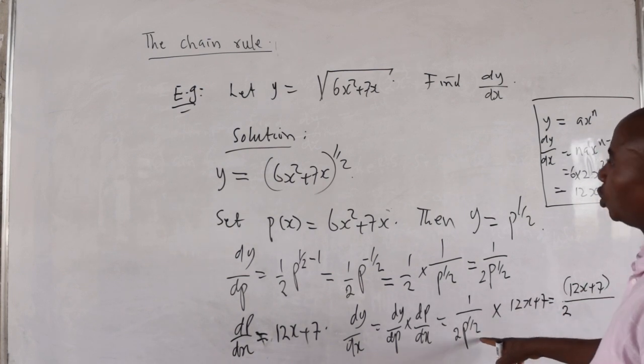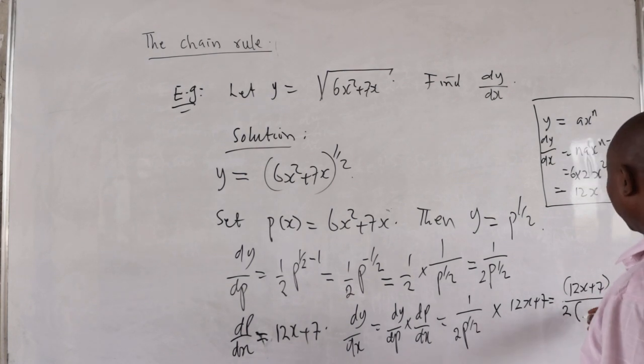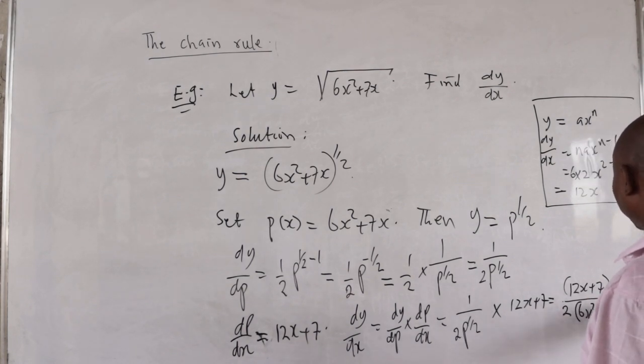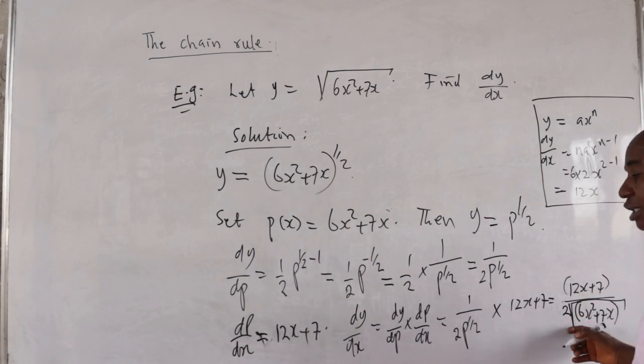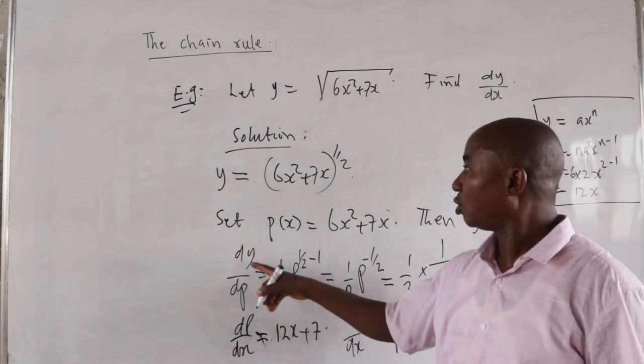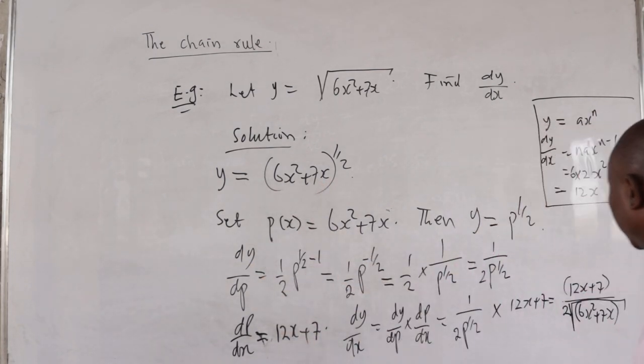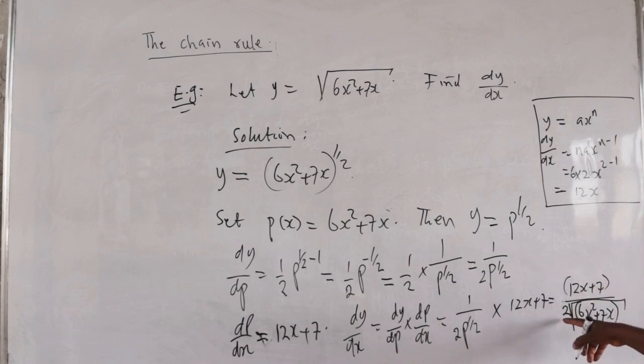We know who p is. It is this. So this is simply 6x squared plus 7x raised to the power, in fact, let me write this as a square root. So this is the derivative of this function y with respect to x. It is 12x plus 7 divided by 2 times the square root of 6x squared plus 7x. So this is how we can apply the chain rule anytime you have a function of a function, to get the derivative with respect to x or whatever variable you are interested in. Okay.